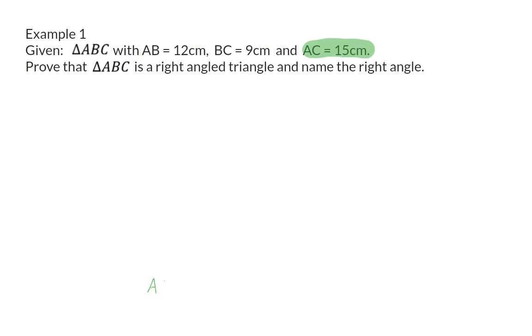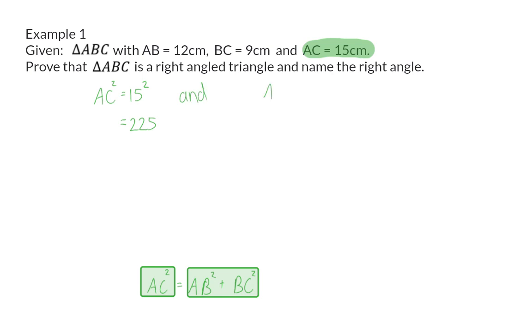To do that, we need to test whether the side we think is the hypotenuse squared will be equal to the sum of the squares of the other 2 shorter sides. To determine whether an equation is true, we need to do the left-hand side and right-hand side separately. I'm going to start off with the left-hand side, where I square my longest side of 15, and that will give me 225. And then separate from this, I'm also going to calculate the right-hand side of the equation.